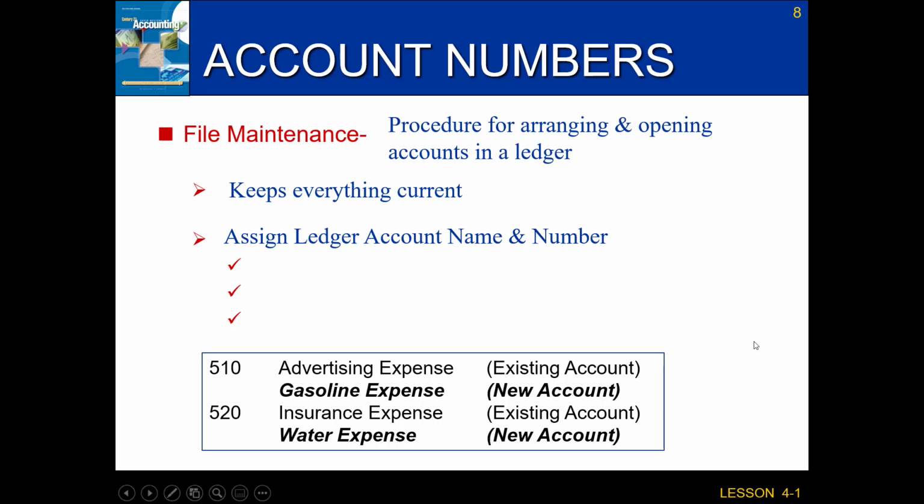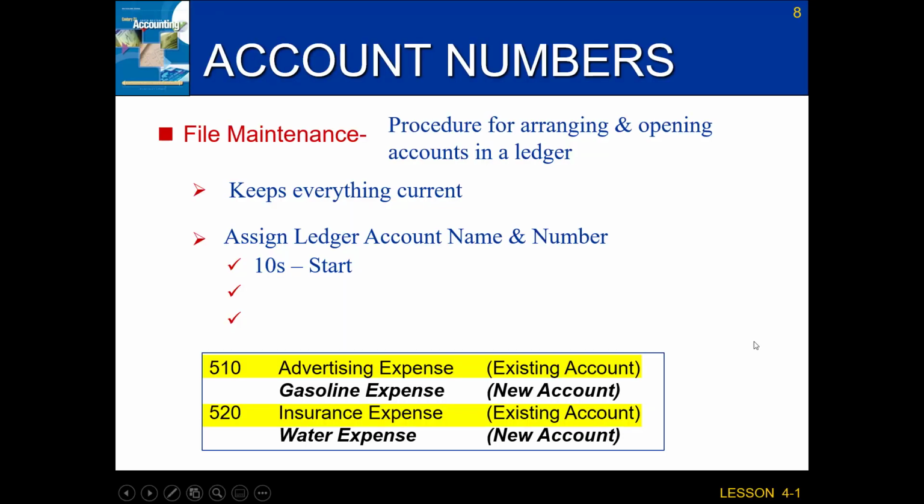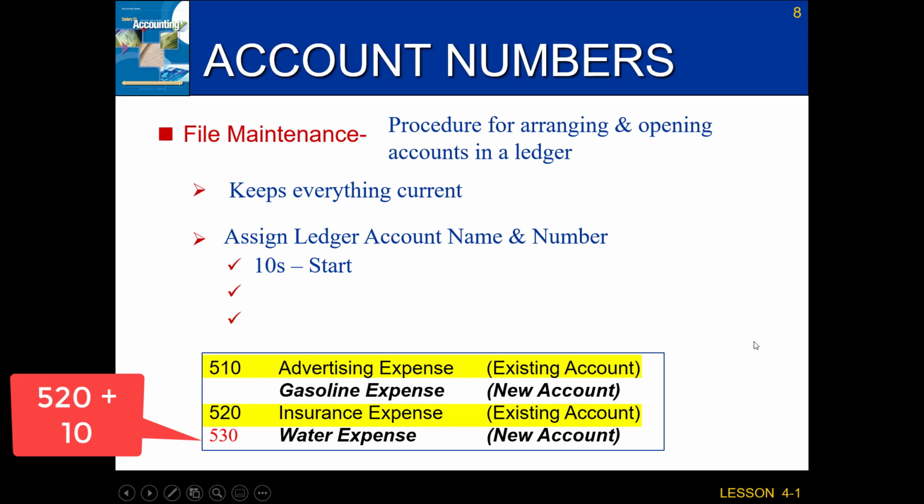So once you have your accounts all in order by their names, you'll assign the number, and numbers are initially assigned by tens. So if I was opening this water expense account and I already have advertising expense at 510 and insurance expense at 520, I'd do 10 more above the previous account. So I would be 530 for water expense.